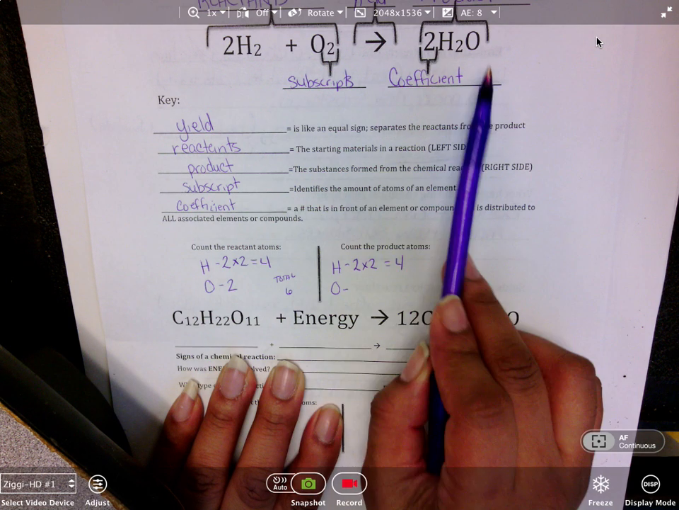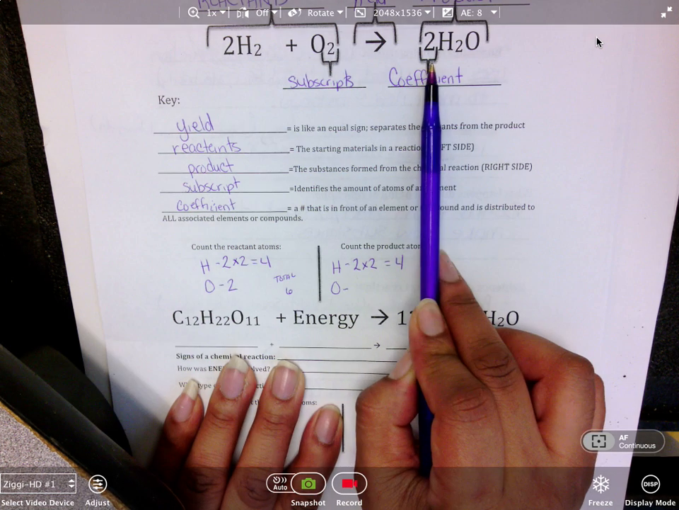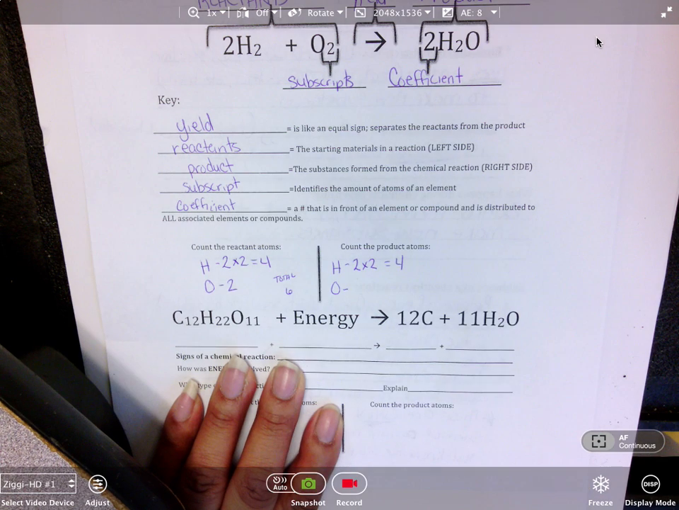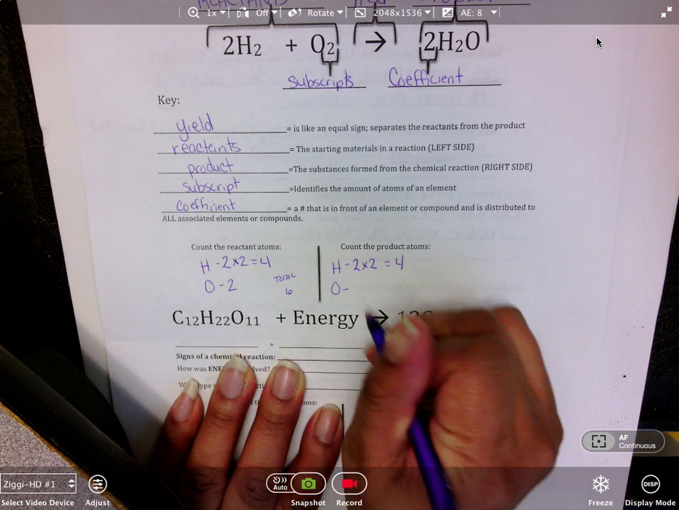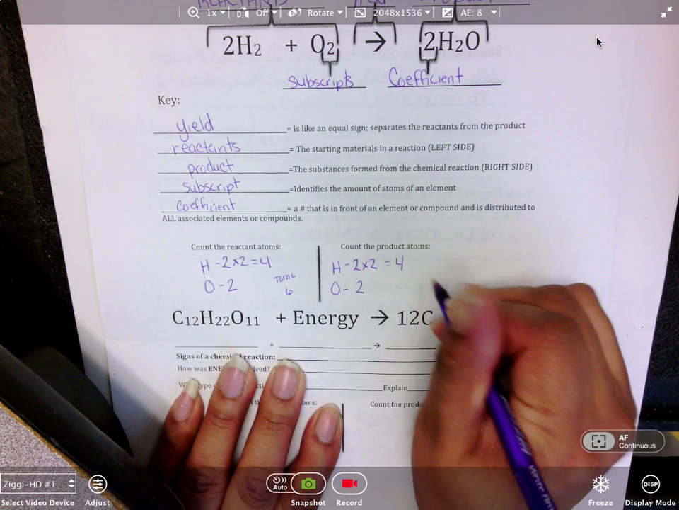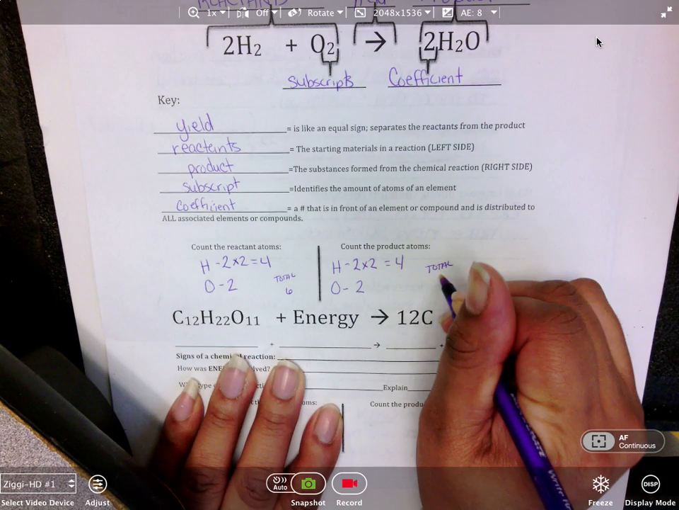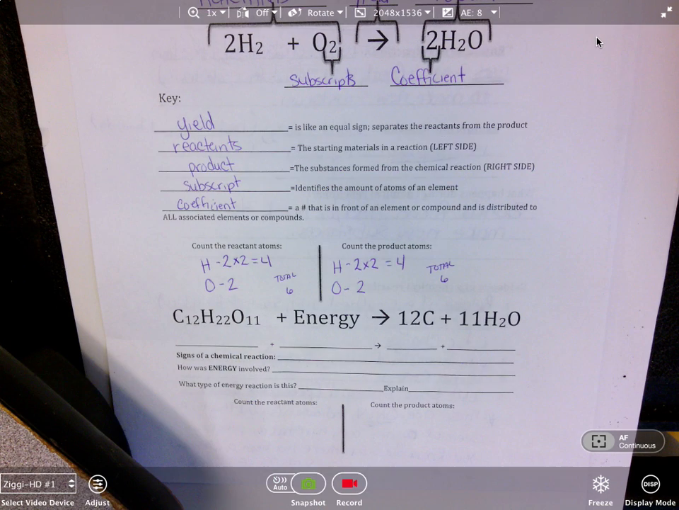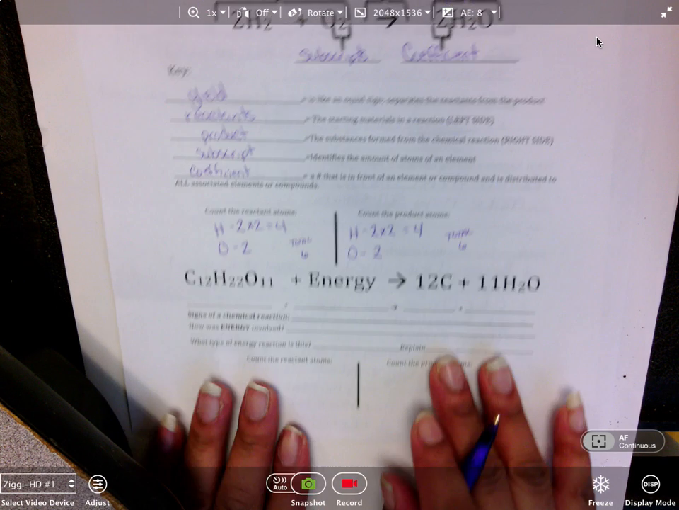One oxygen. We have a coefficient, just like in math. Don't tell her. Let her figure it out. That doesn't help anybody. So we have two. What's our total number? All right. Any questions there? Okay, so then let's look down at our bottom equation.